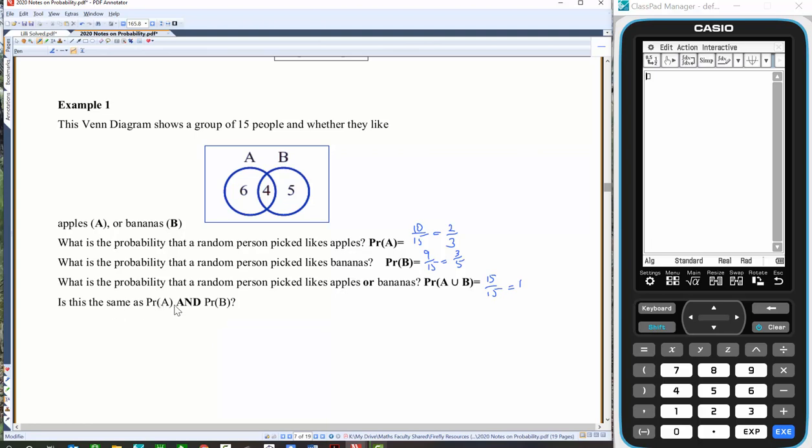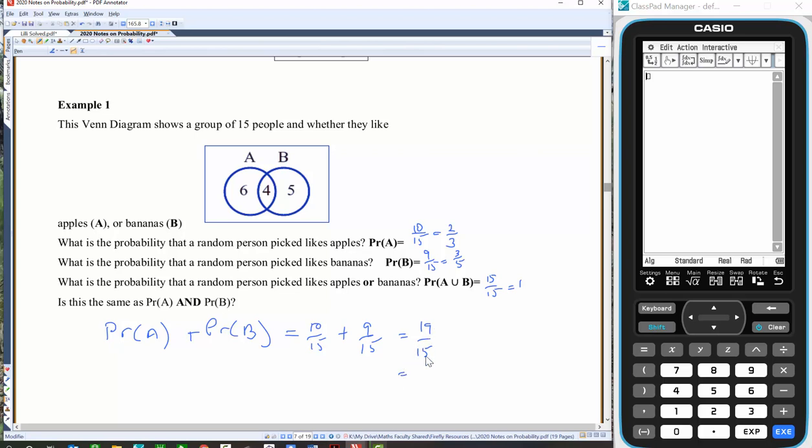Is this the same as the probability of A and the probability of B? So if we did the probability of A plus the probability of B, surely we'd get it all together. Well, let's try it out. We've got 10 on 15, or 2/3, plus 9 on 15, which is equal to 19 on 15.